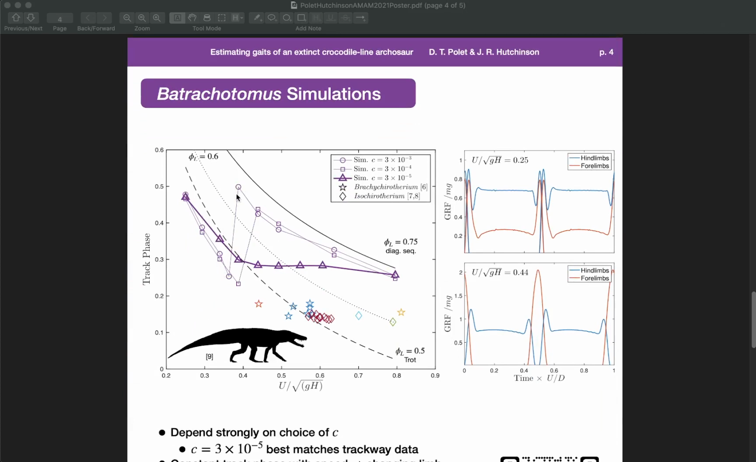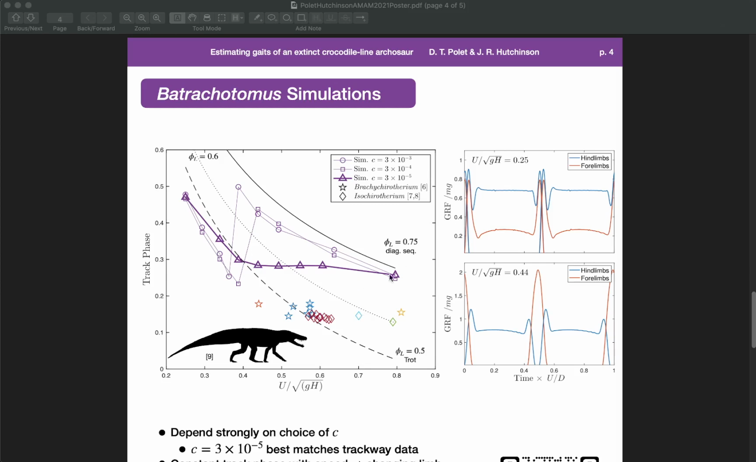So we have a very large force rate penalty up here, decreasing, and then the lowest value seems to be the best fit to the empirical trackway data, in the sense that the track phase is fairly constant with speed, and that's the behavior that we see as well with the Batrachotomus simulations. However, it's off by a constant factor, so that is something that we need to resolve in future.